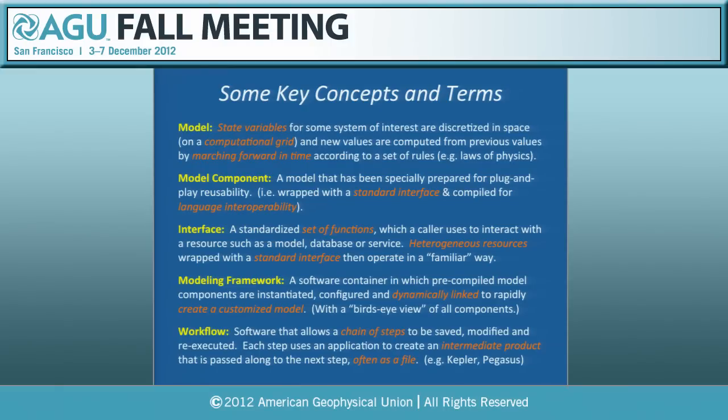So a couple of key terms before I get into the slides that have graphics, so hang in there. First of all, when we're talking at CSDMS, we deal with a lot of models. We have models from across the geosciences, not just in one domain. And so we've come to see at least one definition of a model that's very broad as some kind of a piece of software that has a bunch of state variables discretized in space on some kind of a computational grid, and new values are computed from old values by marching forward in time using some kind of rules.